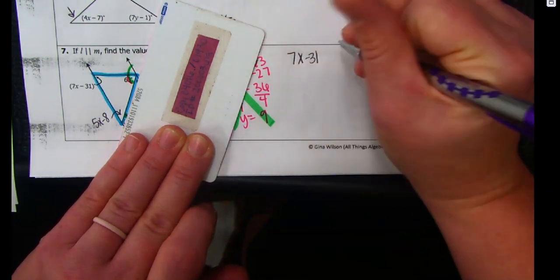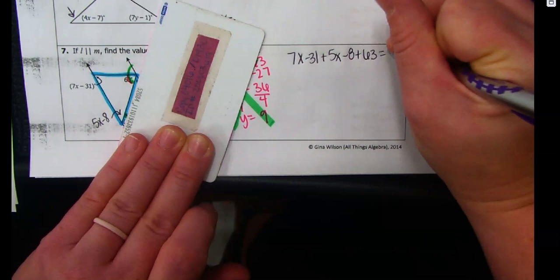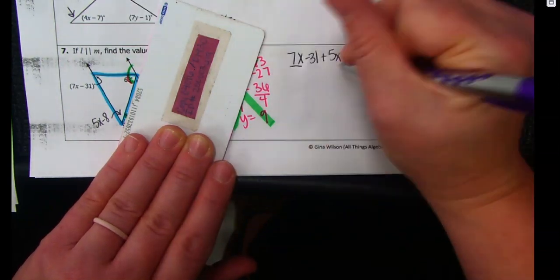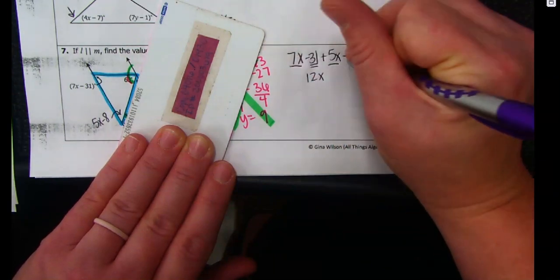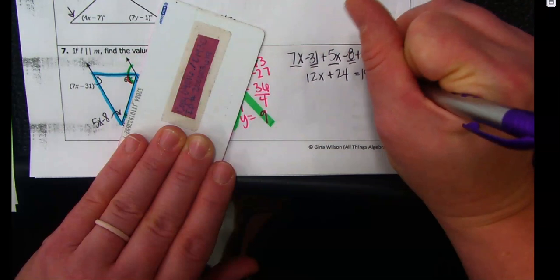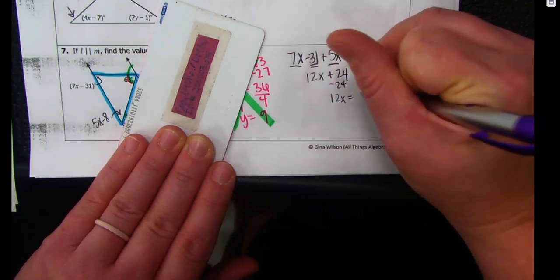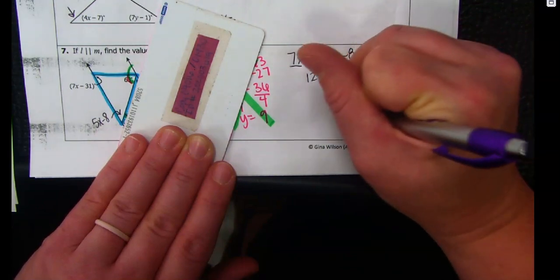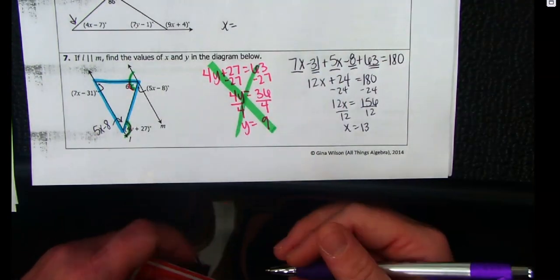7x minus 31 plus 5x minus 8 plus 63 equals 180. Combine my like terms. That gives me 12x, negative 31, negative 8, and 63. So negative 31 minus 8 plus 63 gives me 24 equals 180. Subtract 24, 12x equals 156. Divide by 12, x equals 13. Okay, so that's better. Now we need to find y.